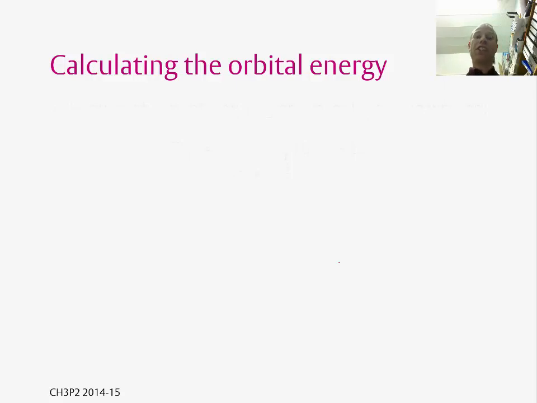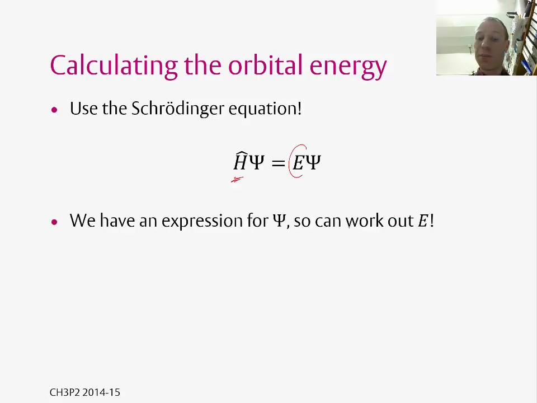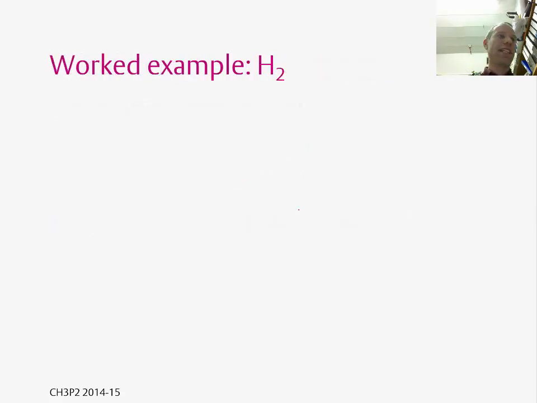So now we've got the orbitals, we actually need to calculate the orbital energies. To do this, we can use the Schrodinger equation, because it says if we make the Hamiltonian operator h hat act on psi, it gives us the energy multiplied by psi, and the energy is what we want to get. So we need now to actually solve this equation. We're going to do this in a reasonably simple way. We've already got an expression for psi because we've just worked it out, so we can actually work out the energy. Okay, let's start doing it. So we've got our Schrodinger equation, H psi equals E psi.